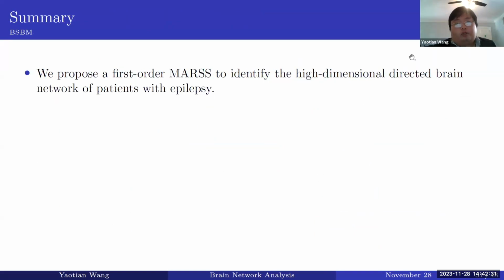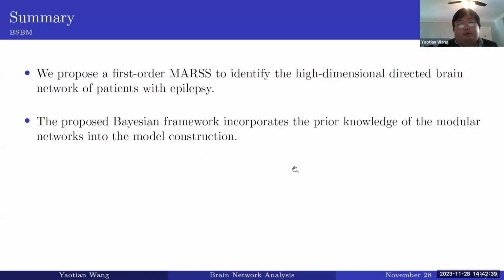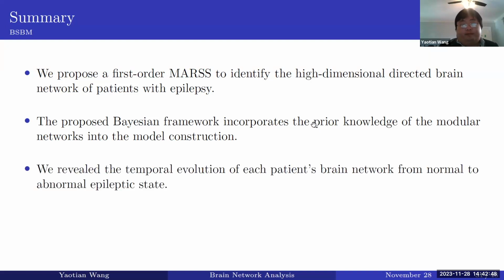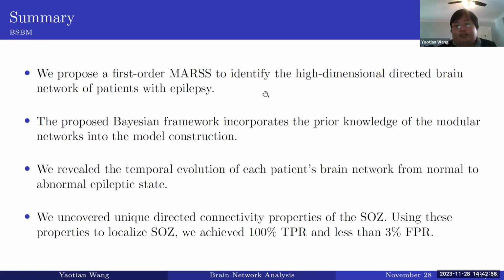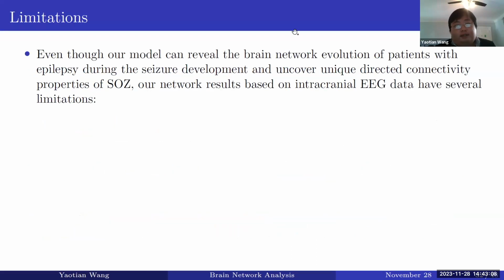In summary, we propose a first-order model to identify the high-dimensional directed brain network of patients with epilepsy. The proposed Bayesian framework incorporates the prior knowledge of the modular networks into the model construction. We revealed the temporal evolution of each patient's brain network from normal to abnormal epileptic state. And we uncovered unique directed connectivity properties of the seizure onset zone. Using these properties to locate the seizure onset zone, we achieved very high accuracies. And this is a summary of our first model.